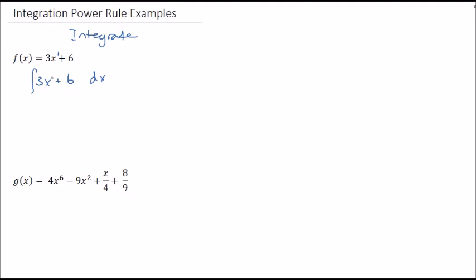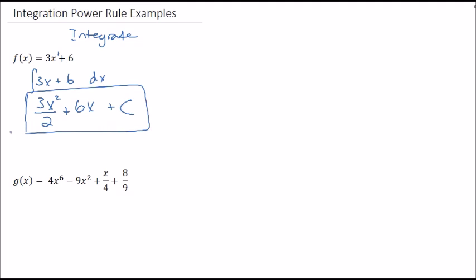Okay. So we're going to change that power from a 1 to a 2 by adding 1, and then divide by 2. And this is really x to the 0, or you could remember the rule that that's just going to be 6x. And don't forget your plus c, and that's your integral. If you were to derive this, you will get the original answer back.